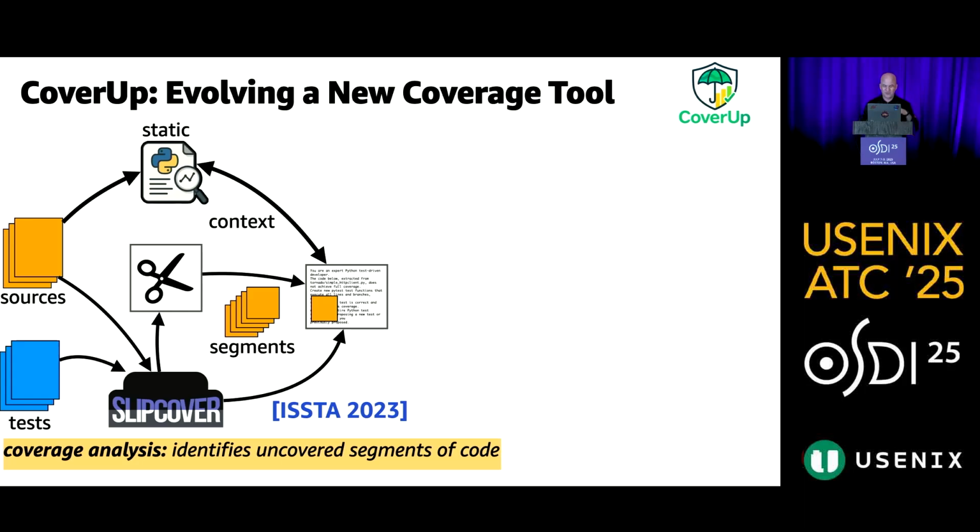And so the way we start this process is we use Slipcover and identify the parts of the code that lack coverage. Obviously, if our goal is to increase coverage, the things that are already fully covered, we don't need tests for that. And then it carves them up into segments.